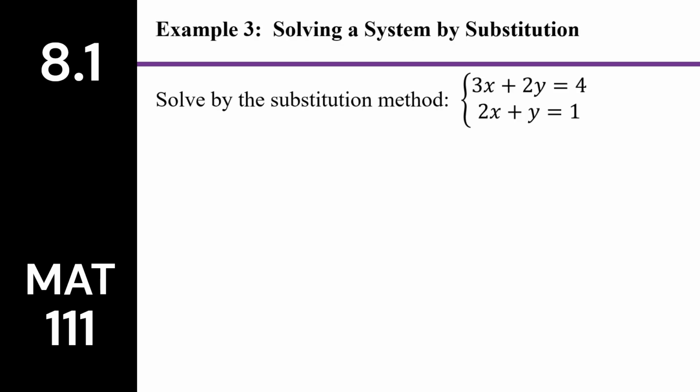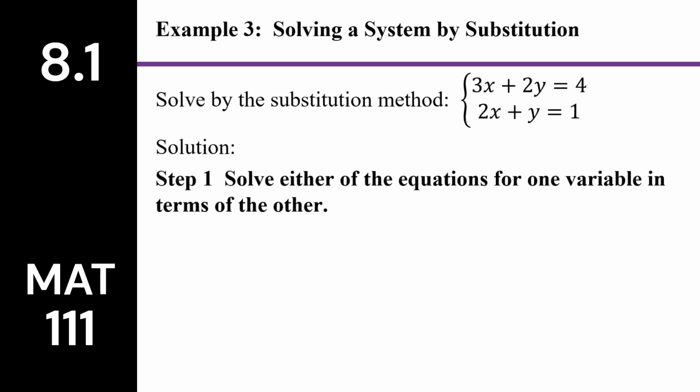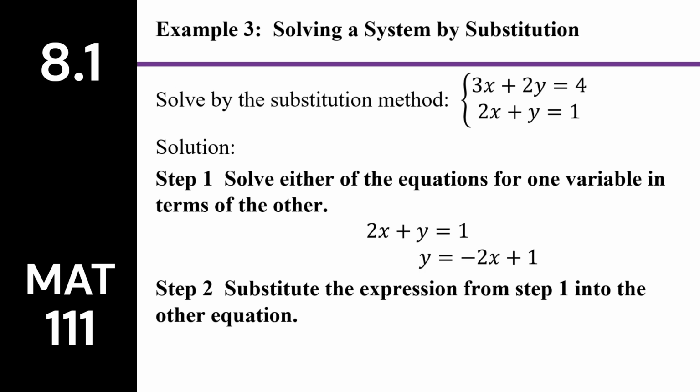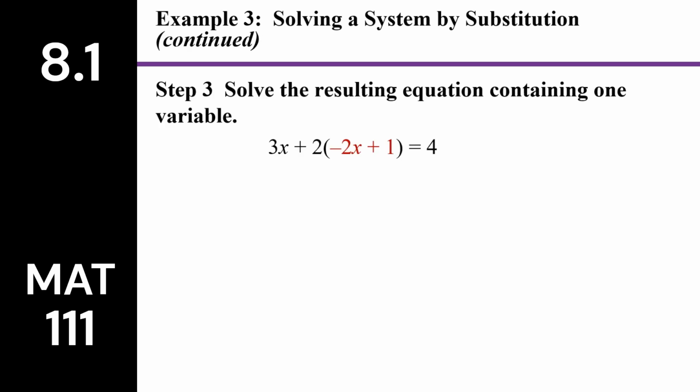Example 3. Solve by using the substitution method. Step 1. Solve either of the equations for one variable in terms of the other. So if we take the second equation, we can simply transpose the 2x, and we've solved it for y. Step 2 is we'll substitute that value into the other equation. In the other equation, we'll take out y and put in the -2x plus 1 that we found in step 1. Now in step 3, we can solve this equation for x.